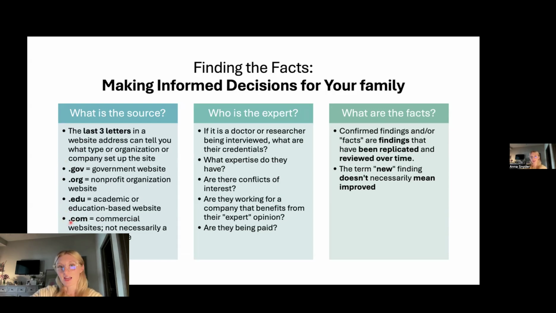So when I am looking up something, when I'm trying to fact check something that I saw on the internet or heard from a friend, I typically try to go with a website from one of these three.